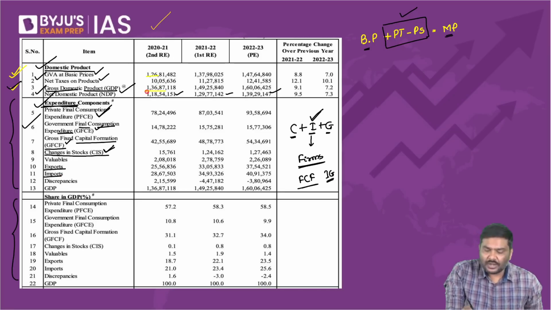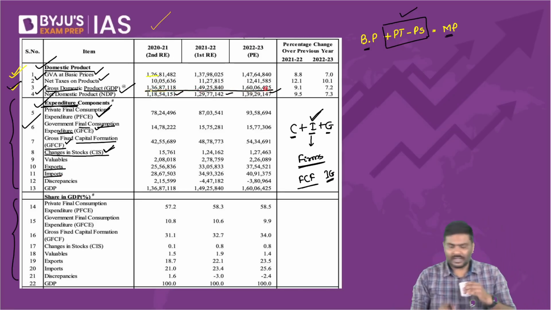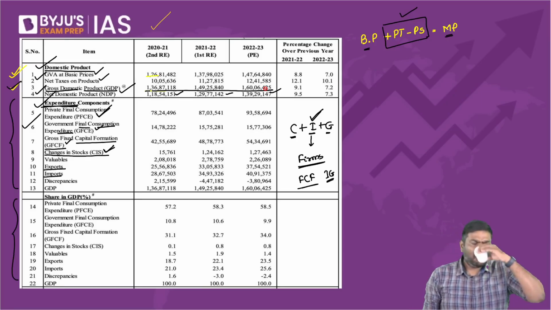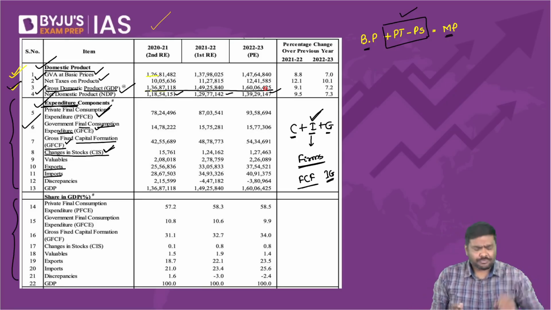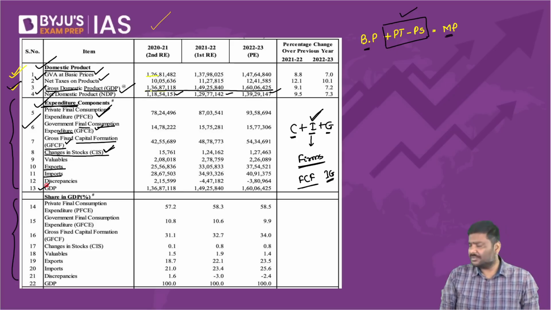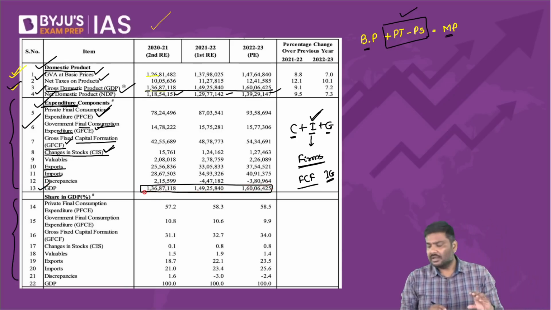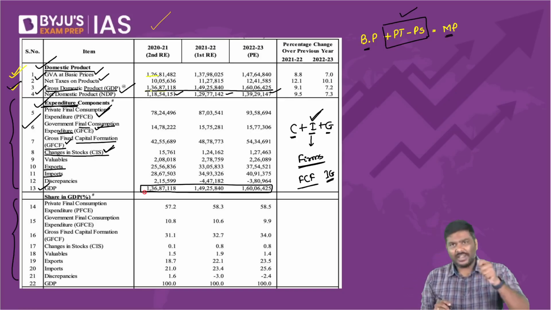Now, please look at what the GDP number is under the production method. Now, what is the GDP number under the expenditure method? Both are one and the same. Any problem here?